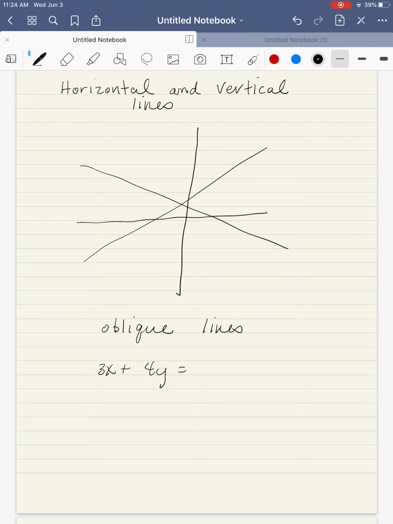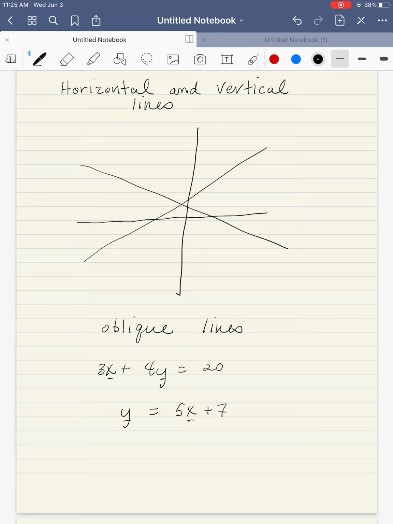Anytime we have an equation that's linear, and remember we know it's linear because the x and the y are both to the first power, or we could have it in this form. Those are both equations of lines. They both have an x and also a y. So both of those are going to be oblique lines.